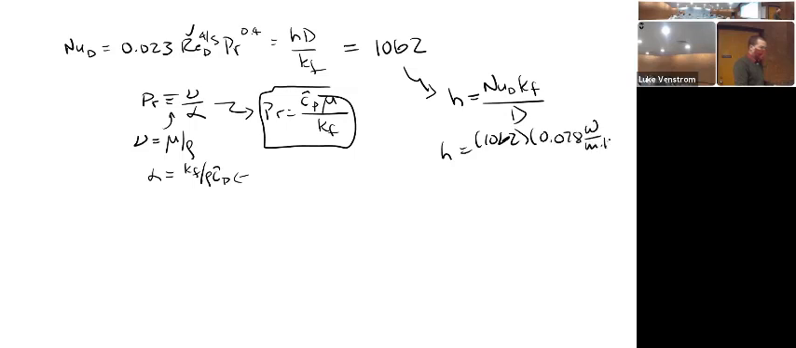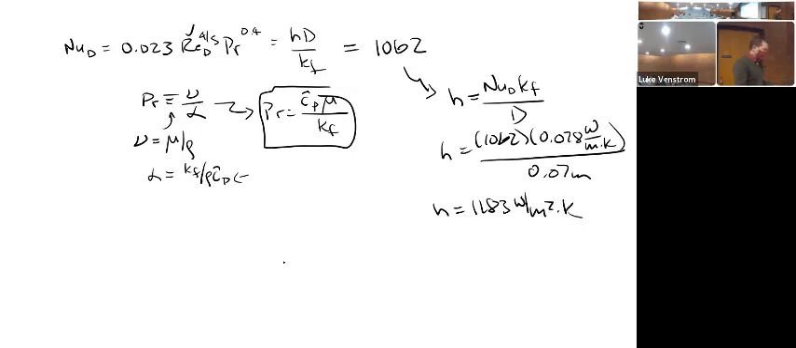You calculate that you have 1,062 for the Nusselt number. You take that Nusselt number and use it to calculate the convection heat transfer coefficient. You take the 1,062, multiply by the fluid thermal conductivity, which we were given for this fluid. You have to look it up if you weren't given it. Divide by the 0.07 meter, and you get h is 1,183 watt per square meter Kelvin.